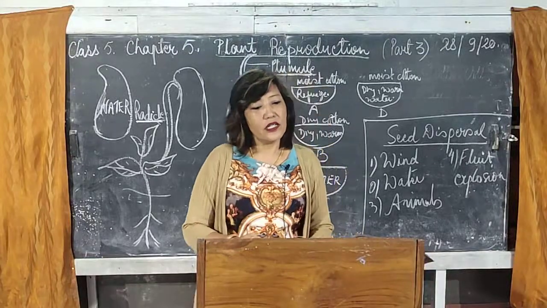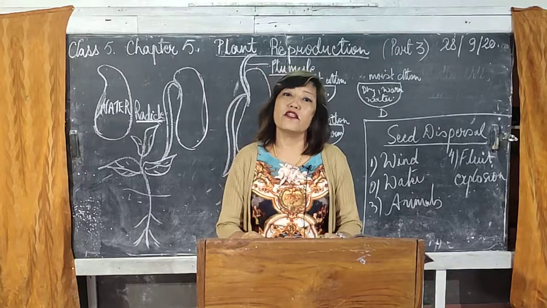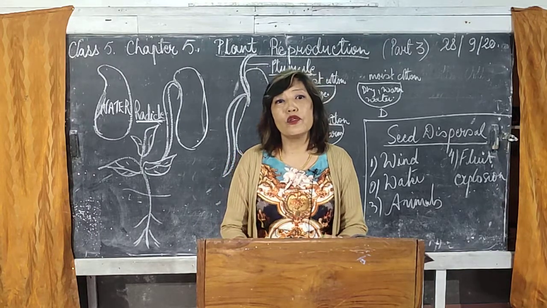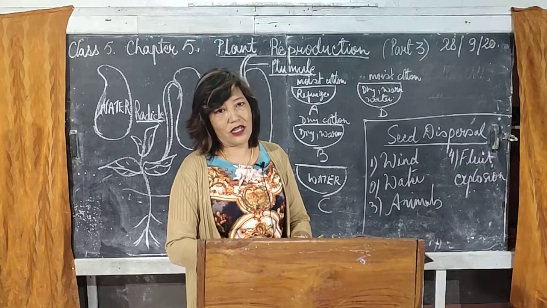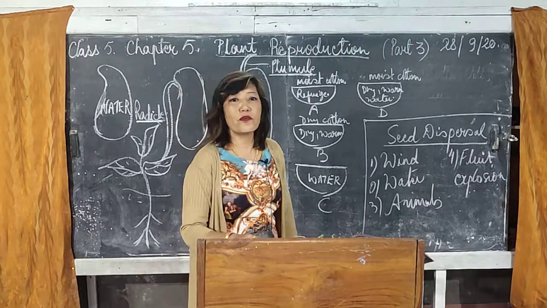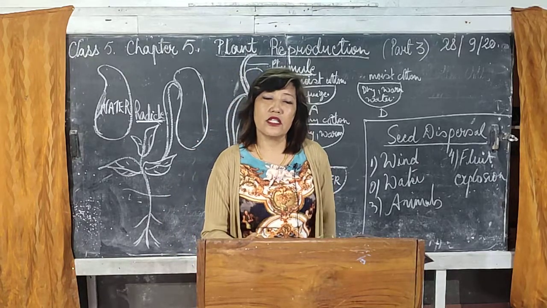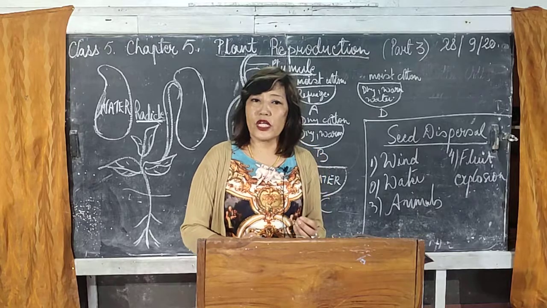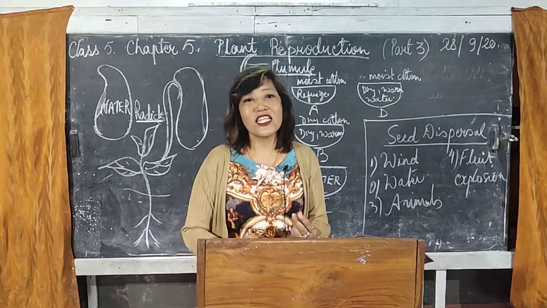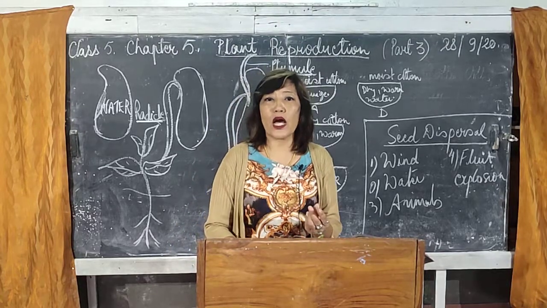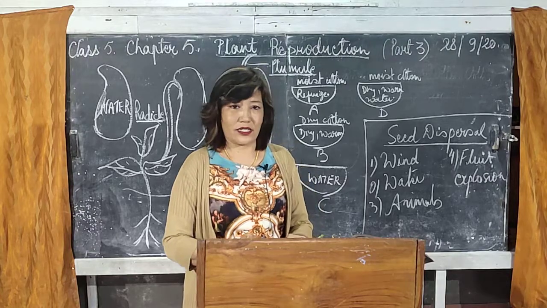Good morning, children. The chapter we are doing is plant reproduction, and from this chapter today we will do germination and dispersal of seeds. Now the first one is germination. What is germination? Germination is a process by which a seed produces a new plant, or a seed grows into a new plant, and that new or young plant is called a seedling.